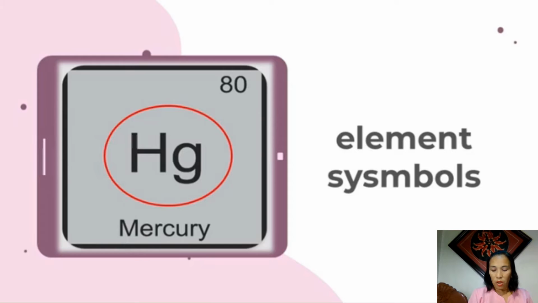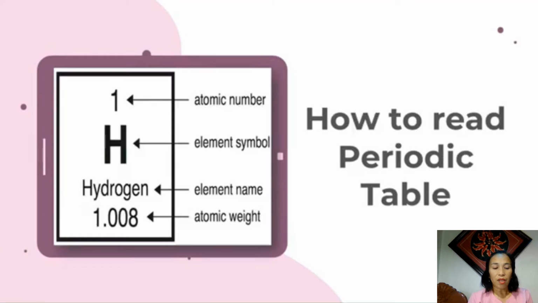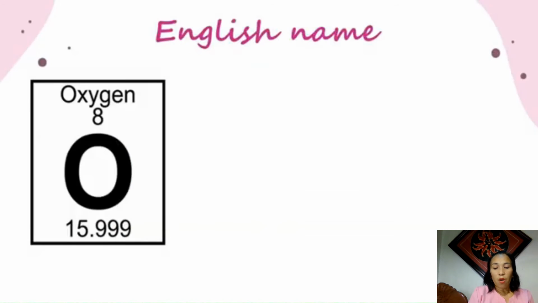Elements have what we call element symbols. It consists of one, two, or three letters. The first letter of an element symbol is always capitalized, and the second and third, if present, are in lowercase. How do we read an element in the periodic table? In this example, we have the element hydrogen with the element symbol of the letter H. Above the element symbol is the atomic number, and below are the element name and the atomic weight.